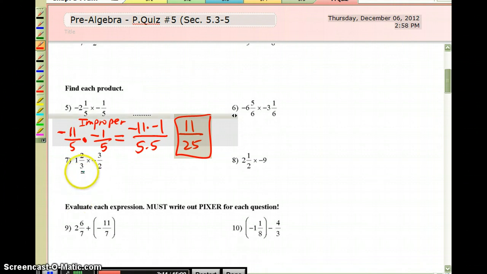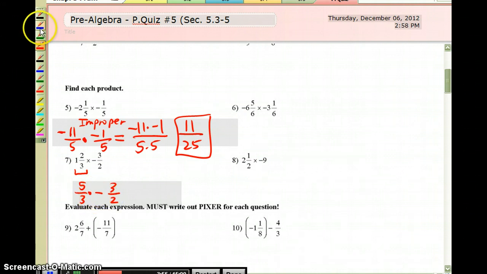So when I get to number 7, I'm going to change this fraction to improper, giving me 5 over 3, multiplying it with negative 3 over 2. The negative in the fraction, I could actually put the negative in between, with the 3 in the numerator, or I can choose to put the negative with the denominator. In the end, a positive times a negative should give me a negative answer, a negative fraction. So if I do that, I'm going to get 15 in my numerator, negative 6 in my denominator.